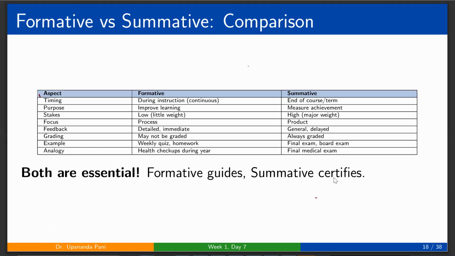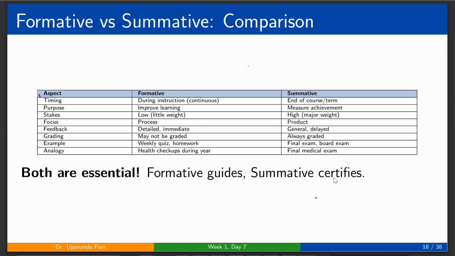Now you can compare formative versus summative. Timing: formative is during instruction, that is continuous. Summative is at the end of the course or term. Purpose: formative is to improve learning, summative is to measure the achievement. Stakes: low in formative, but in summative the stakes are high because the measure carries weight.